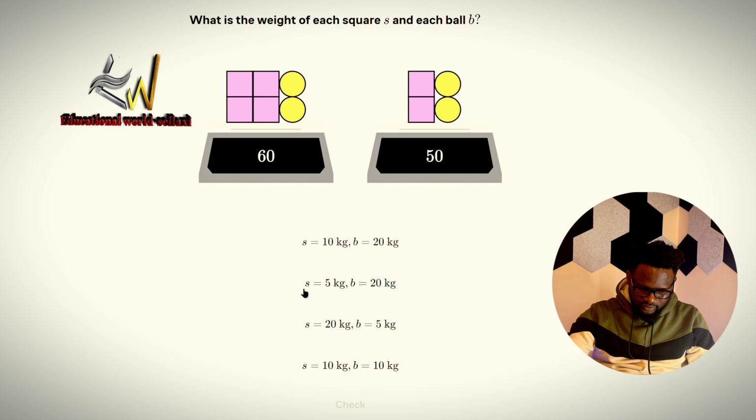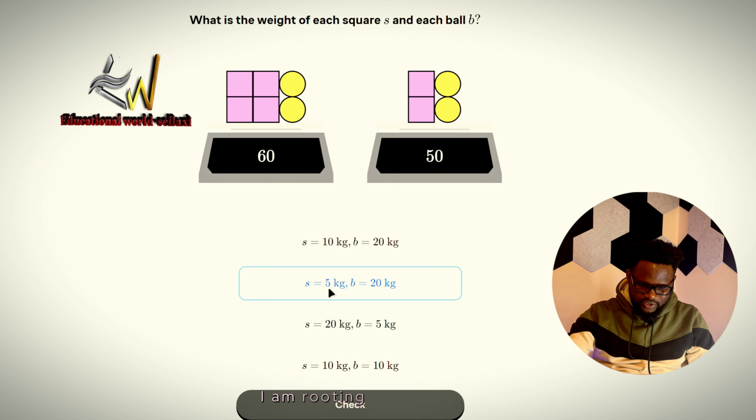So I am rooting for this option. If 1 square is 5 kg, let's look for what 1B will be. So from here, 1 square is 5 kg. So 5 plus 5, which is 10. 10 kg plus 2B is what? 50. Subtract 10 from 50, gives us 40. 2B is 40, so B is 20.